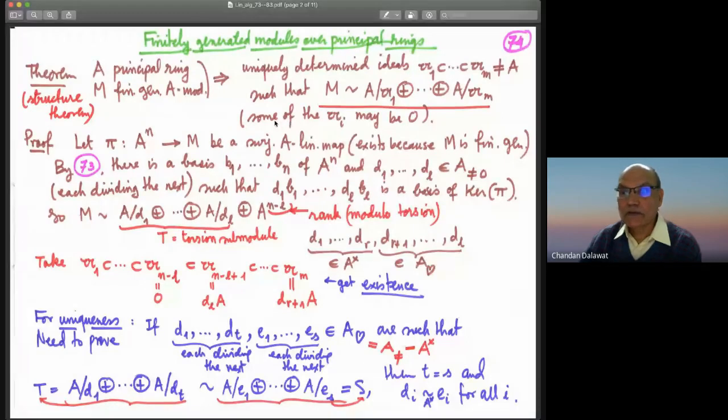But of course, some of the Ai's may be 0. These Ai's are increasing, but we didn't say that A1 has to be non-zero or anything. A1 could be 0, and in fact, quite a few of the first few could be 0. The only requirement is that they should be an increasing sequence, and the last one should not be the whole of A. Okay, so how do we get this?